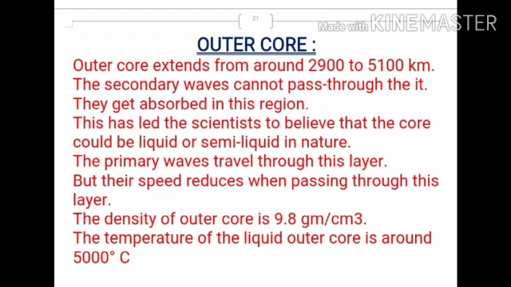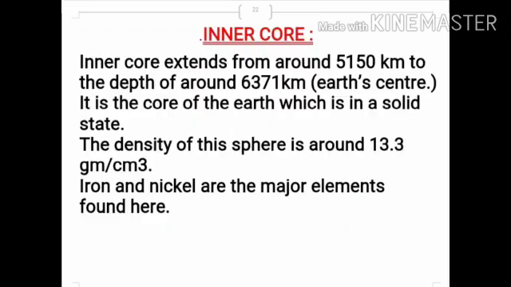So children, what is here? What we have to remember about outer core? We have to remember 2900 to 5100 kilometers is the depth of outer core. From this outer core, primary waves can pass, but secondary waves cannot pass. So scientists feel that this layer must be liquid or semi-liquid in nature. And what is the density? 9.8 grams per centimeter cube, and temperature is 5000 degrees Celsius.